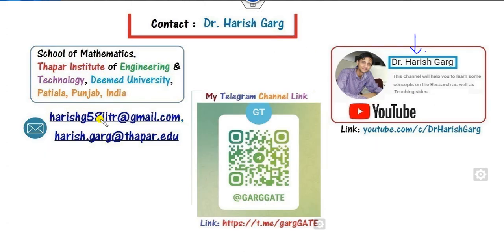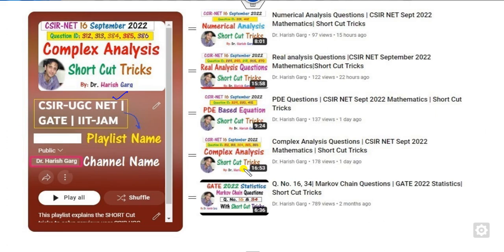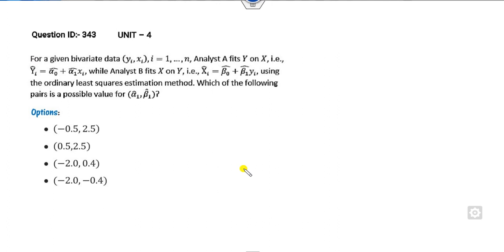So what we will discuss in this lecture is all those questions related to statistics with the help of shortcut tricks. So let's start with these questions. Again, remember that when you are trying to solve any CSIR NET or GATE examination question, you have to read the statement of the question very carefully. 90% of the answers are always given in the question. So let's start with this one, how you can solve this.